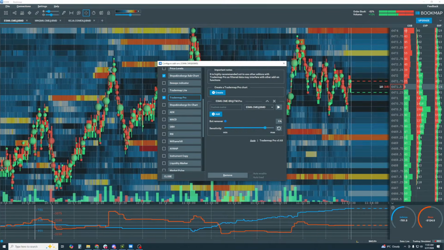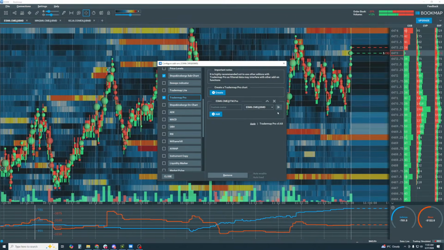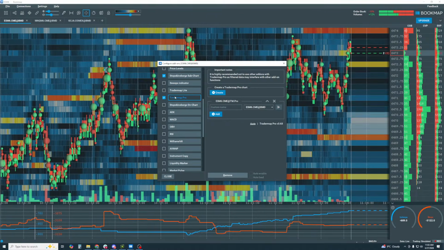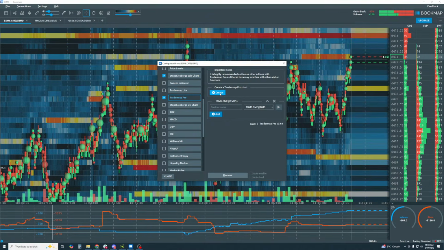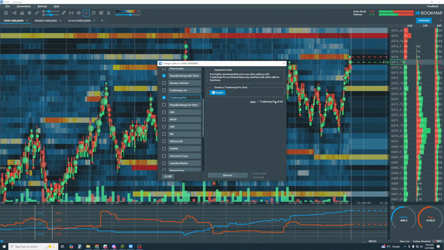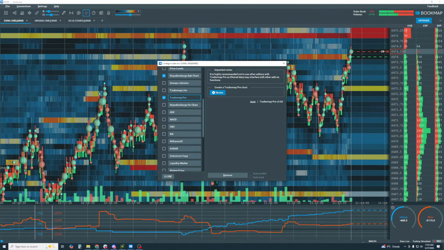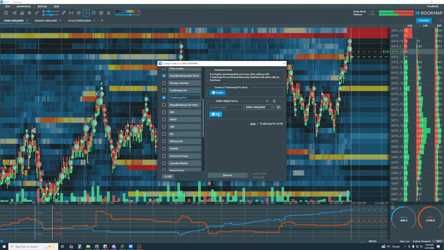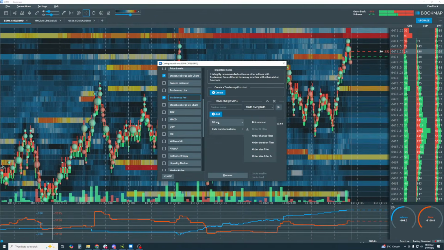So just so you guys know, open up your TraderMap Pro. This comes with the MBO bundle, right? And then let's just get rid of this one here as well. Click on create, select your instrument here, and then add the filter.